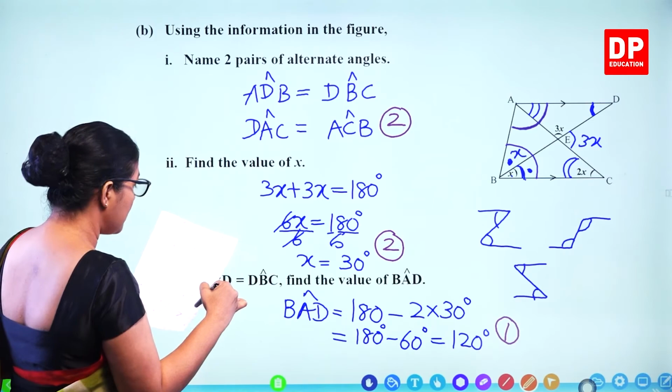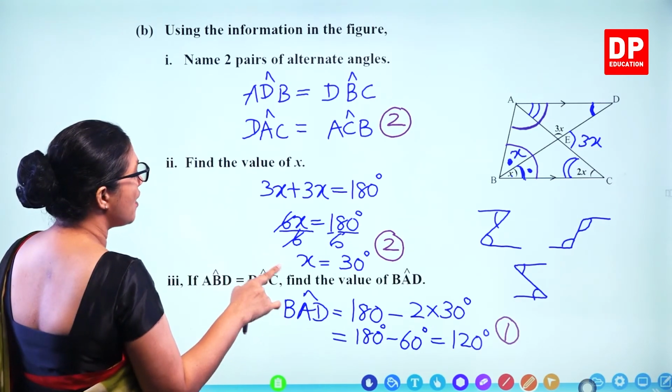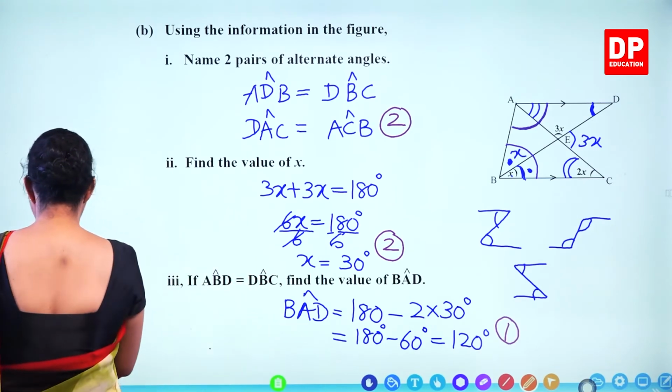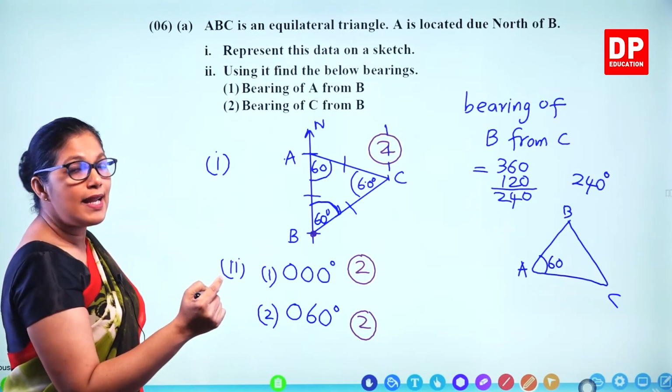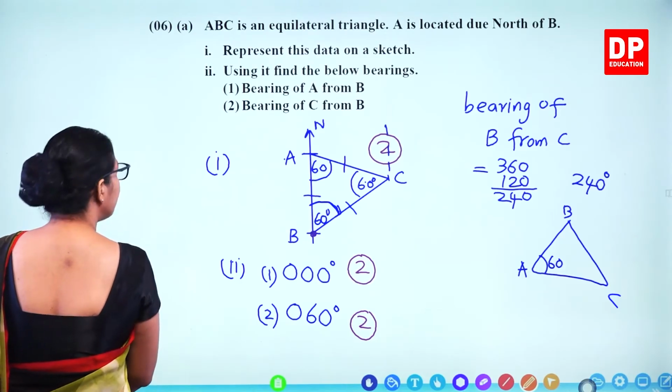So altogether, did we give 11 marks? 2, 3, 4, 5, 6, 7, 8, 9, 10, 11. So 11 marks for the whole question.